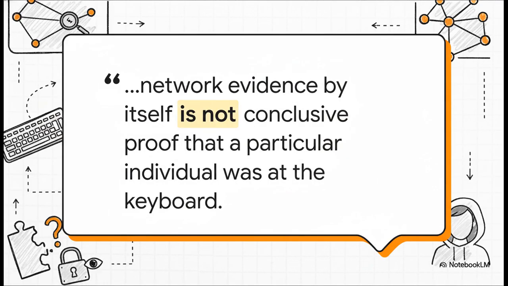But, and this is a really critical takeaway, finding a compromised machine is not the same thing as identifying the actual person behind the keyboard. The network evidence gives you the path, it gives you the how, but attribution, that's proving who is actually responsible, that is often the hardest part of the entire puzzle.